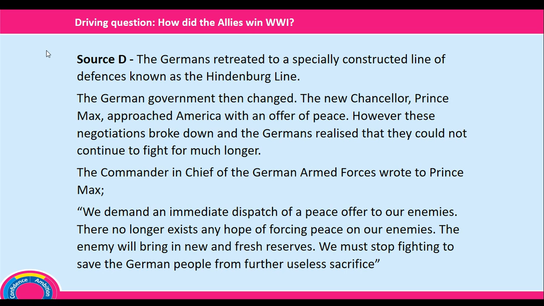Source D. The Germans retreated to a specially constructed line of defences known as the Hindenburg Line. The German government then changed. The new Chancellor, Prince Max, approached America with an offer of peace. However, these negotiations broke down and the Germans realised that they could not continue to fight for much longer. The Commander-in-Chief of the German Armed Forces wrote to Prince Max, "We demand an immediate dispatch of a peace offer to our enemies. There no longer exists any hope of forcing peace on our enemies. The enemy will bring in new and fresh reserves. We must stop fighting to save the German people from further useless sacrifice."